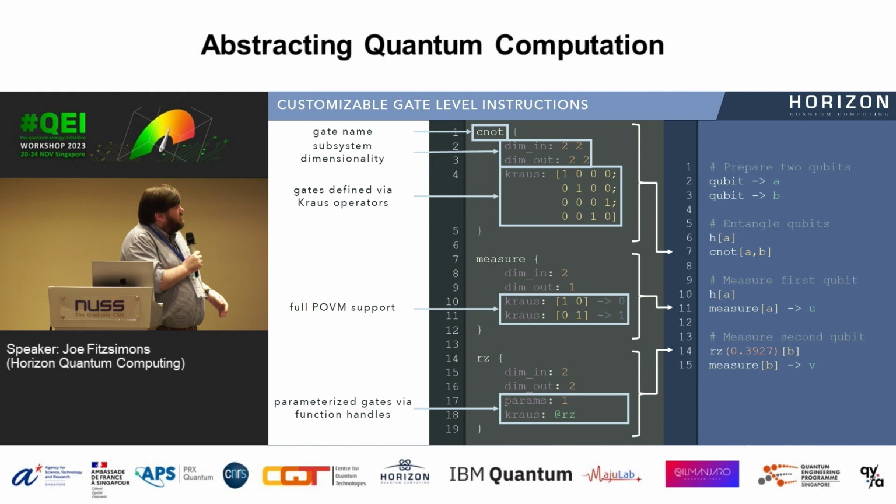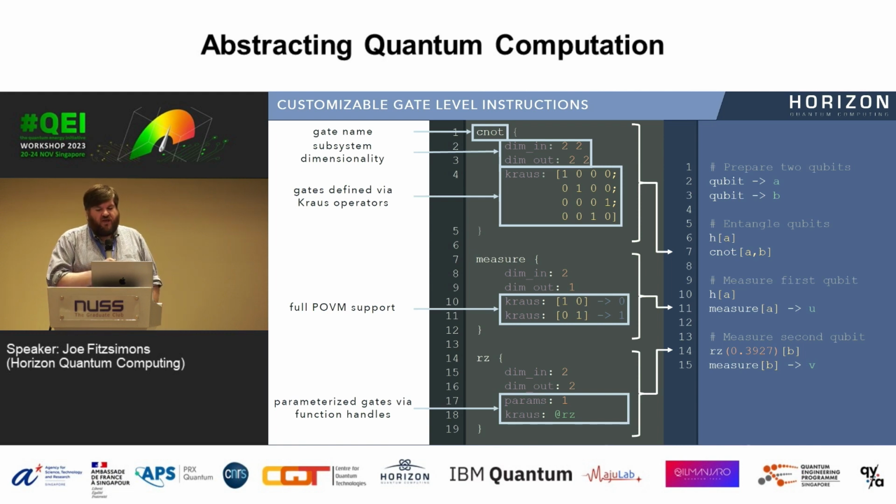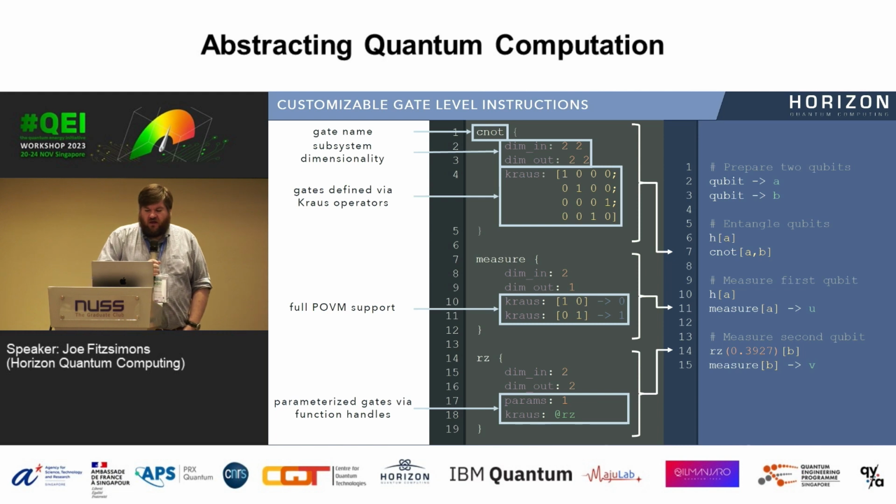So in general, you can see on the right-hand side of the screen a sample of this Hydrogen code. Looks pretty much like any other gate-level programming language. So we have qubits at the start being assigned to variables A and B. We have a Hadamard applied to qubit A, a CNOT applied to qubits A and B, and so on. So this does not look very different than many of the other programming systems that are out there.